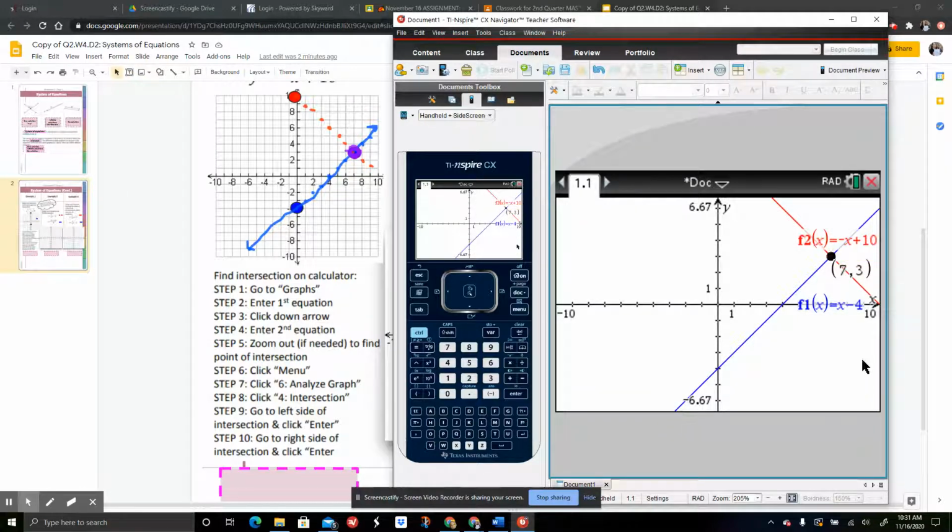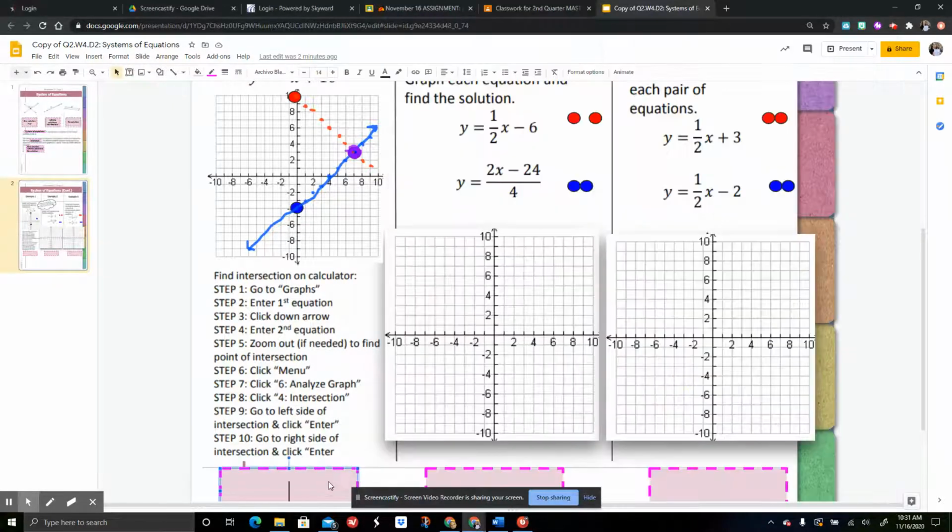I'm going to click my mouse pad again, and it says 7,3 right there. That's your solution. It even made the point bold and black for you. So 7,3, that is your solution. We're going to go back to our handout of our notes and type 7,3. And that's what we got when we did it here, 7,3.